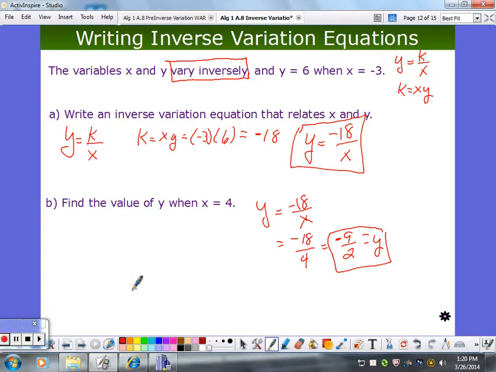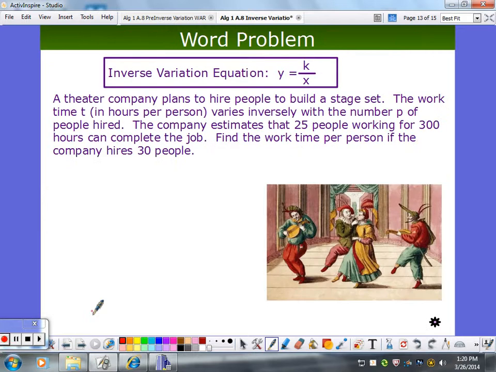Any questions on this so far? Yeah? All right. Let's look at a word problem because, that's life. Life's like a word problem. So let's see what we got here. A theater company plans to hire people to build a stage set. The work time T in hours per person varies inversely with the number P of people hired.